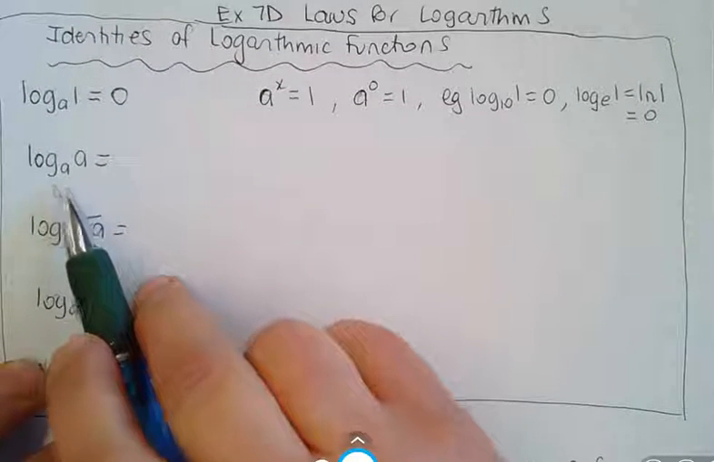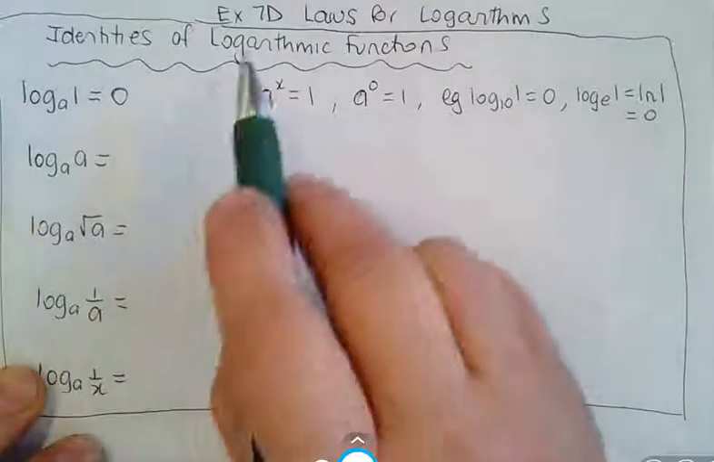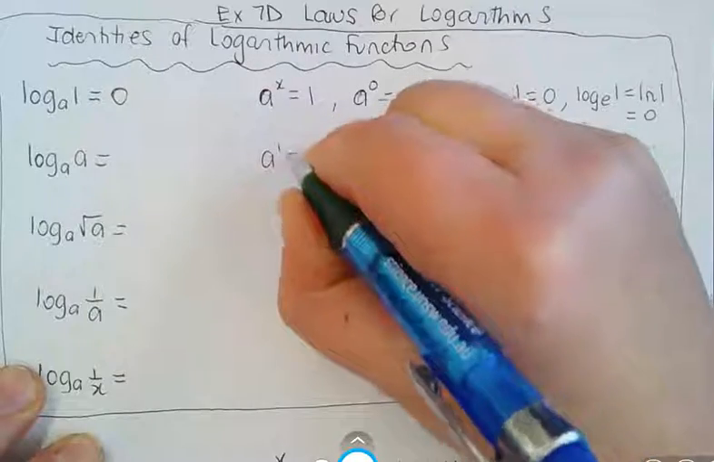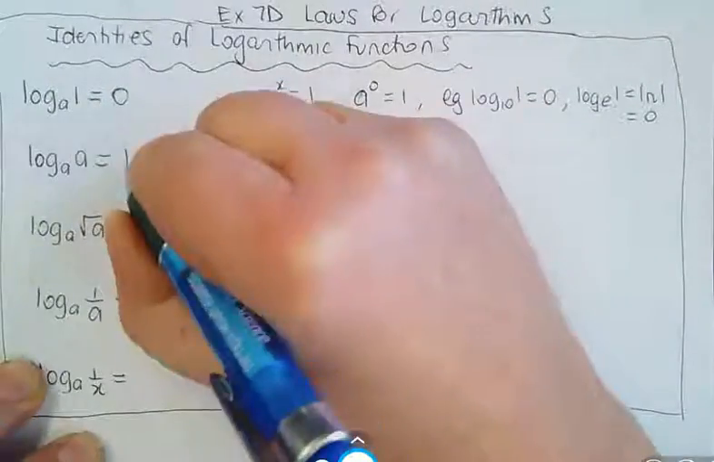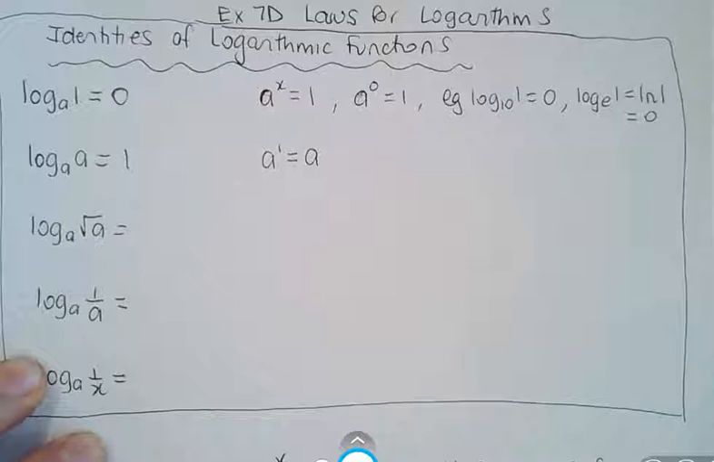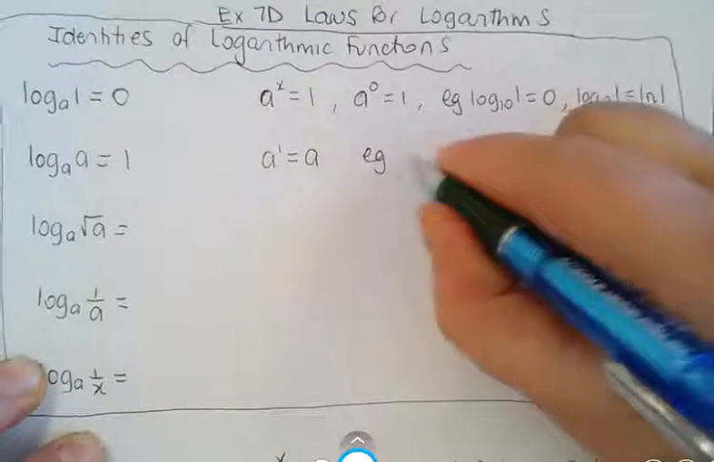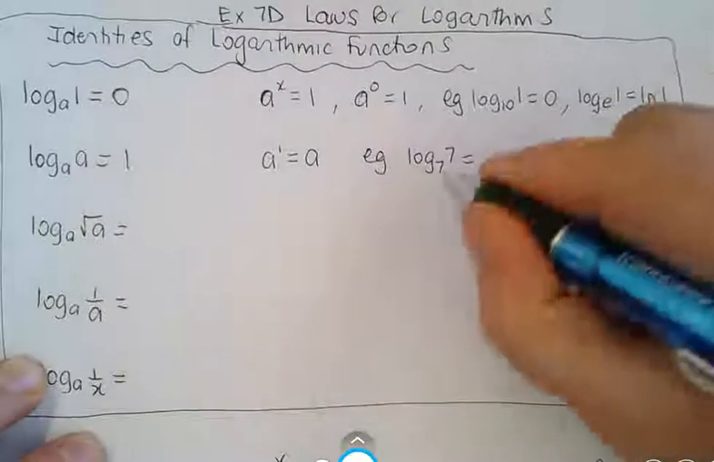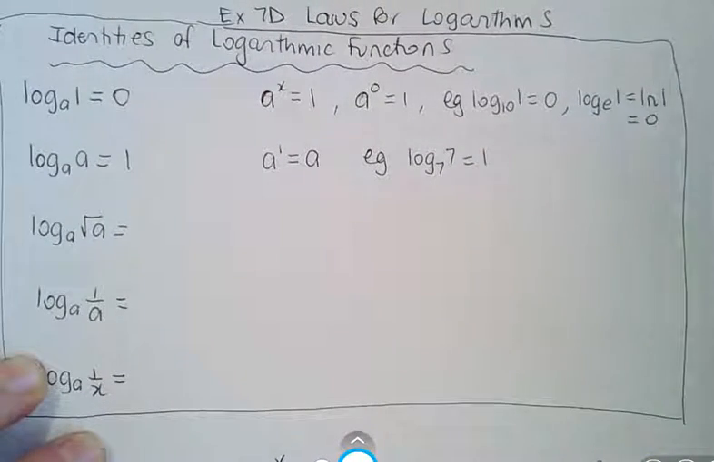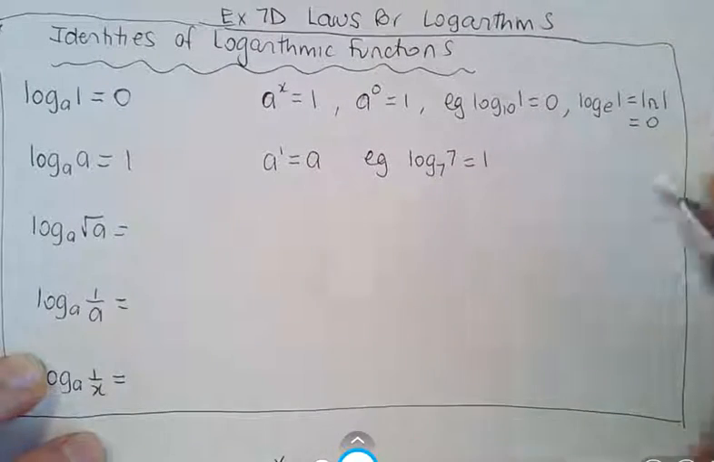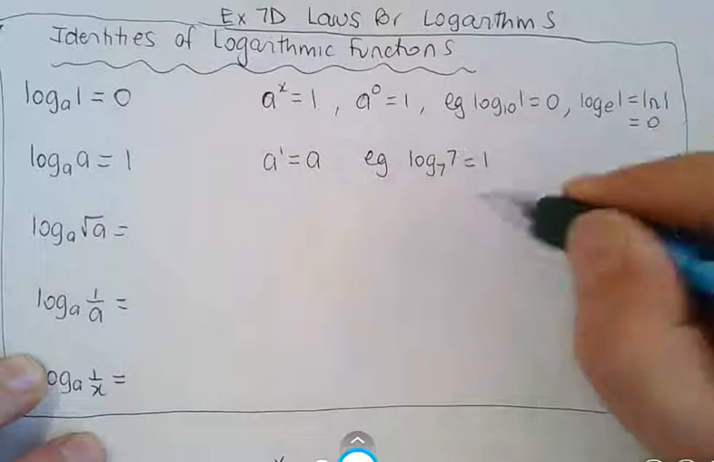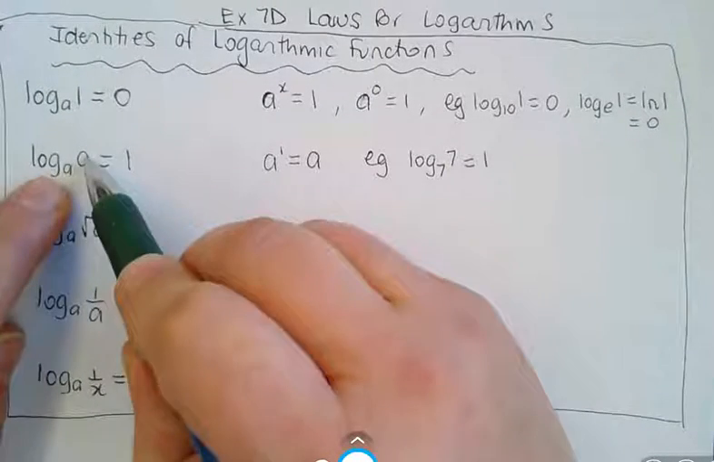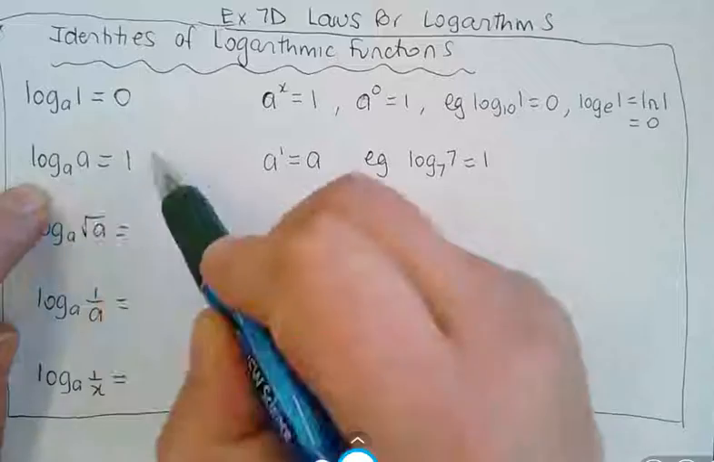Now the next one. Isn't this saying a to the power of something is a? What do you think it is? I know that a to the power of 1 is a. So the answer to this is 1. An example might be log to the base 7 of 7. What does that equal? 1, because 7 to the power of 1 is 7. You get it? So log to the base 7 of 7, log to the base 2 of 2, that's 1. Log to the same base and that number, if they're the same, you get 1.